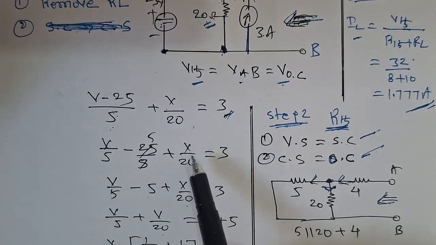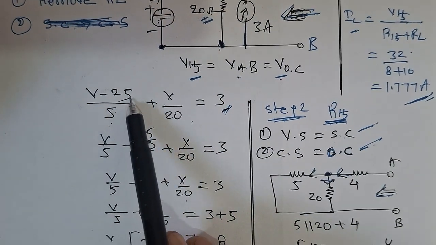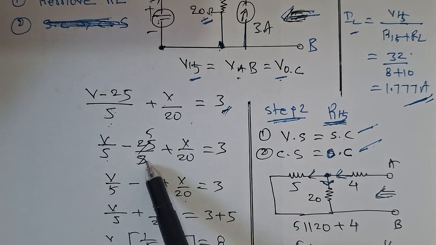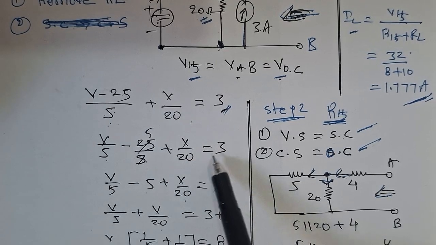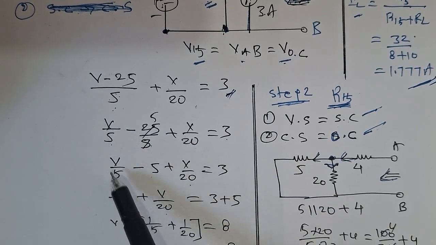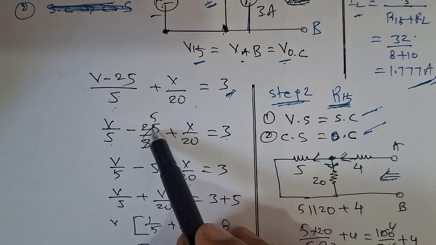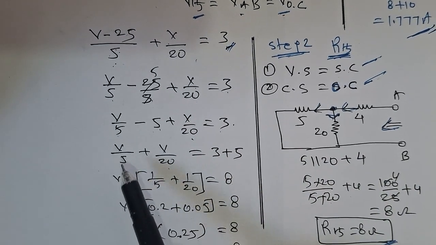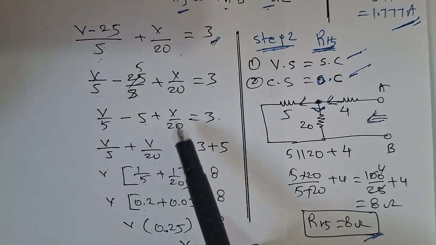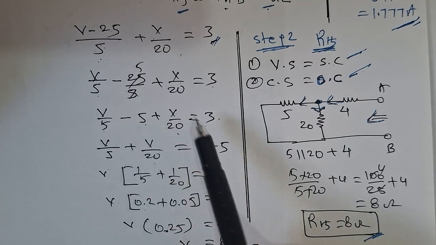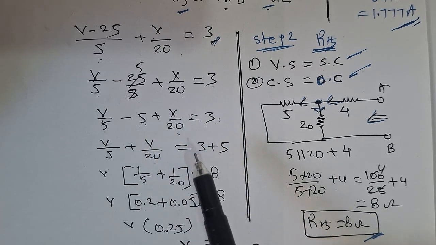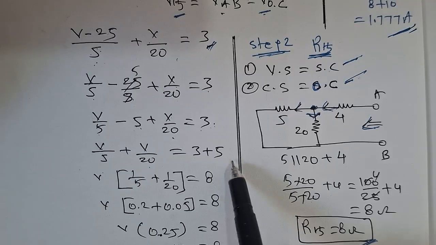So if you simplify this equation, (V minus 25) by 5 plus V by 20 is equal to 3. So V by 5 minus 25 by 5, which is 5, plus V by 20 is equal to 3. Rearranging this equation, I am shifting this minus 5 and transposing it to the other side.